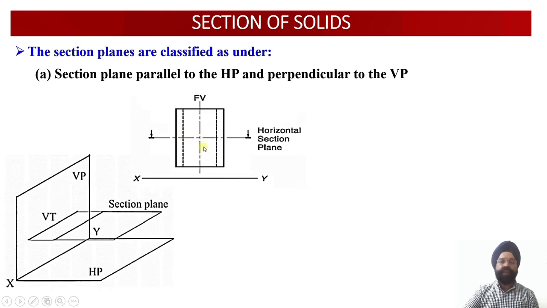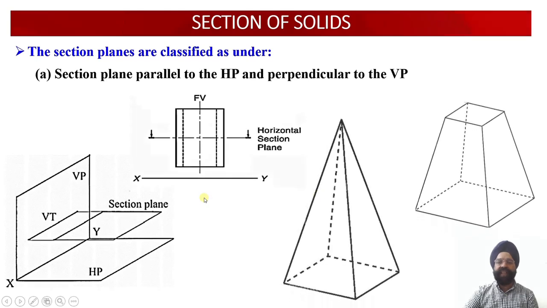And the true shape of this section will be available on the horizontal plane, because the cutting plane happens to be parallel to the horizontal plane. So whatever cut section will be available after the sectioning of the solid, this sectioned surface will also be parallel to the horizontal plane. And since the surface happens to be parallel to HP, the true shape of the surface will be available on the horizontal plane, in the top view.